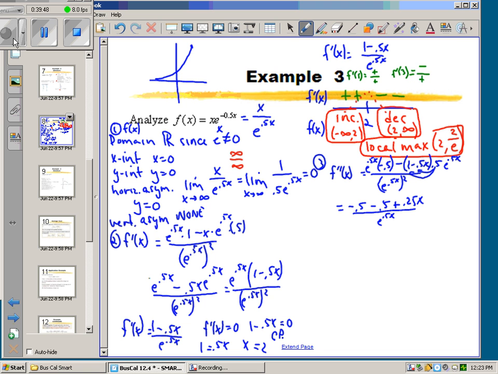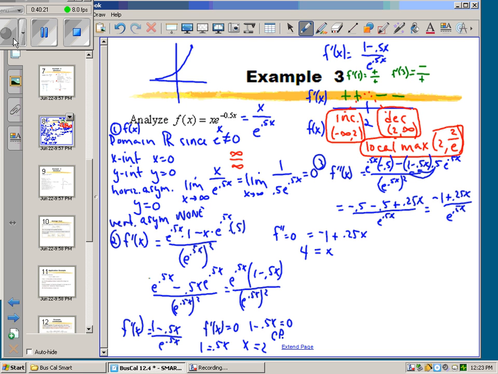So I'm going to have negative 1 plus 0.25x all over e to the 0.5x. So the places I'll put my partition numbers here will be what makes the numerator 0. So set f double prime equal to 0. So we're going to have negative 1 plus 0.25x. When you solve this, take 1 to the other side, you're going to get that x is equal to 4, because 0.25 is just 1/4.